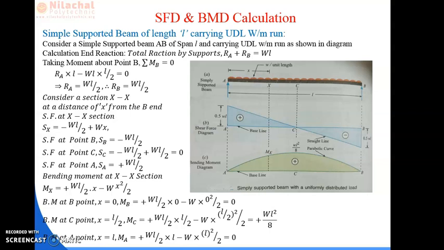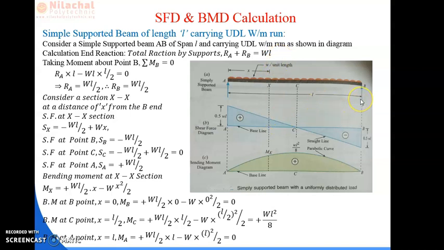Now we will go for calculation of shear force at A point and B point. Now we can draw the shear force diagram. Also we calculate the bending moment at B point and N point, and also draw the bending moment diagram. From the figure, we know that the total reaction force Ra plus Rb should be equal to the load applied. For UDL over length L, the value of the load is equal to W into L. So Ra plus Rb is equal to W into L.